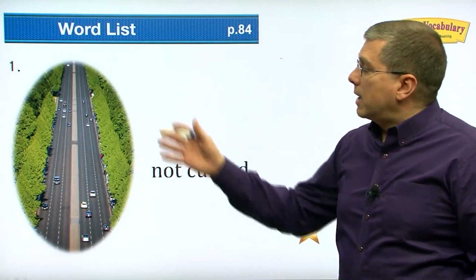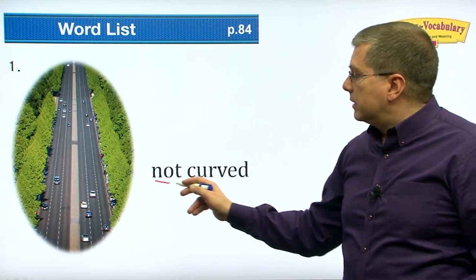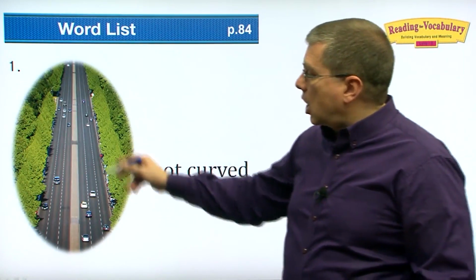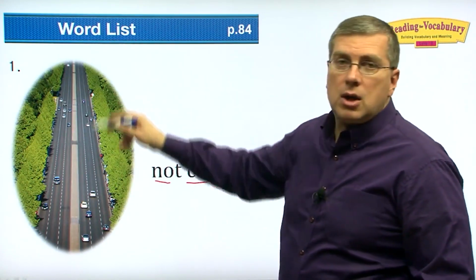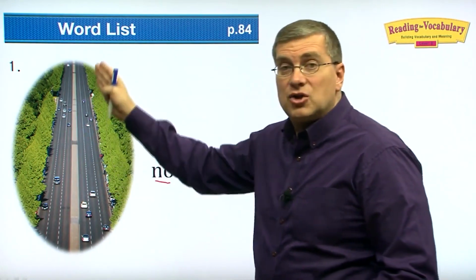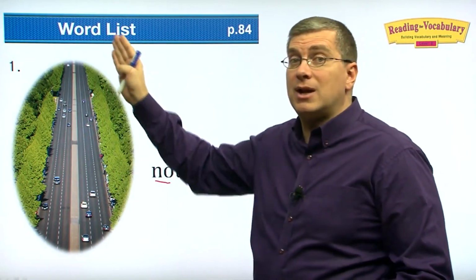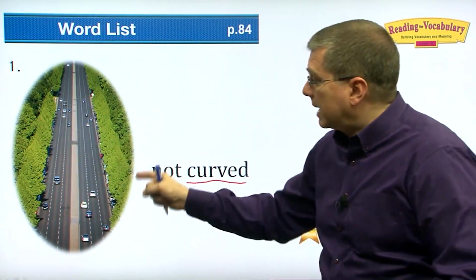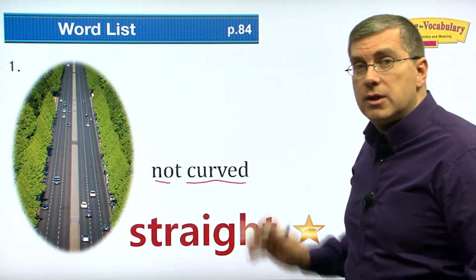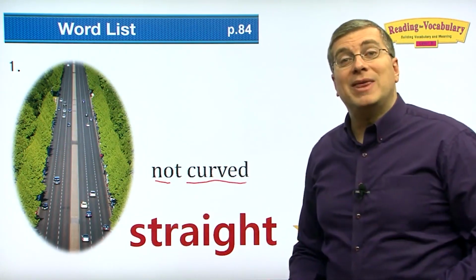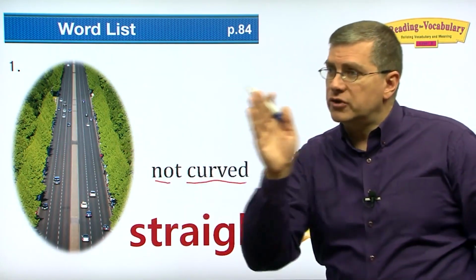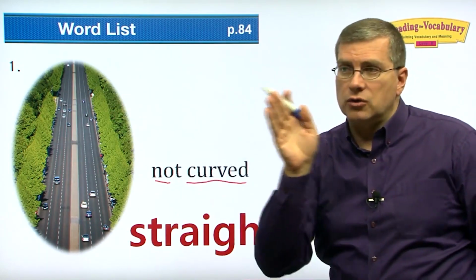Now, here we have our first word, and the definition is not curved. Think about if you're in a car or on a bus going along a road, and the road is not curved. You keep going in the same direction for a long way. In that case, we can say the road is straight. Many people, when they give directions, say, go straight ahead. Don't turn, go straight. Do not curve, go straight.